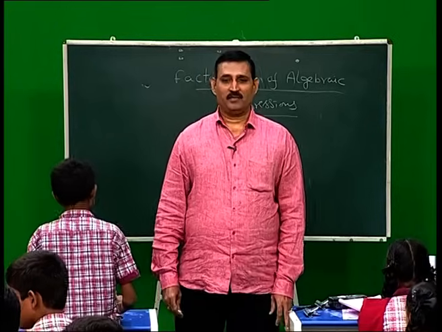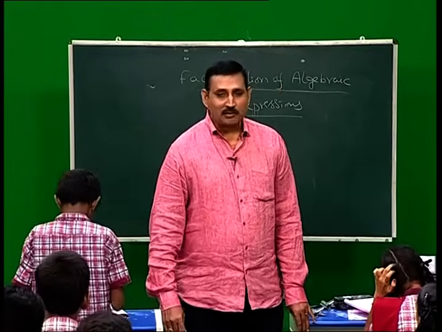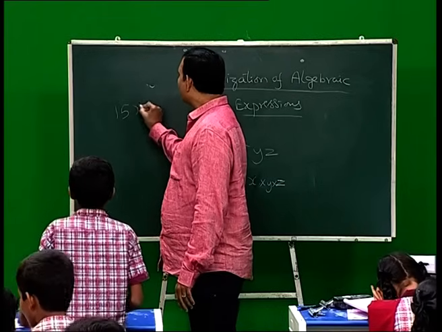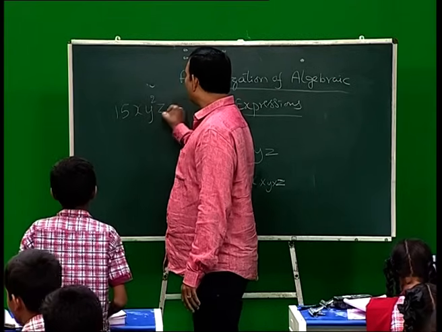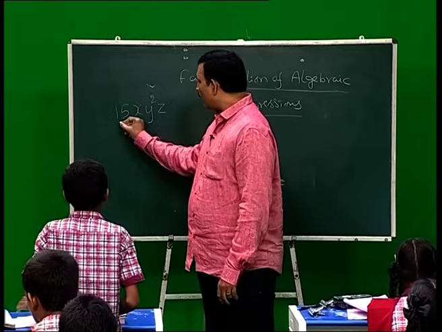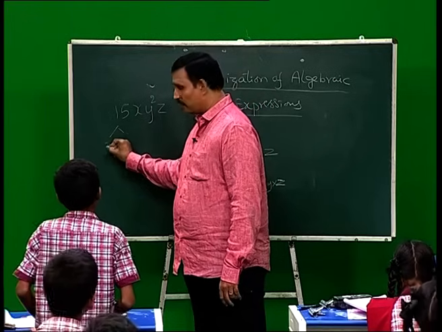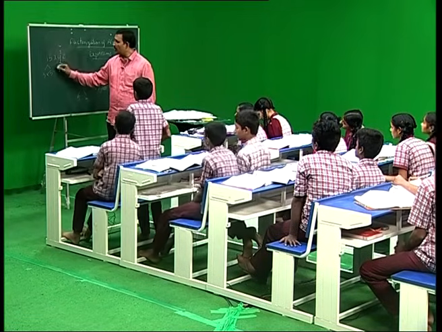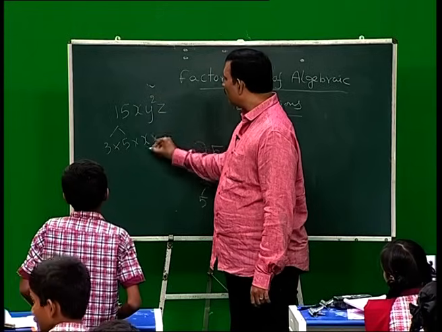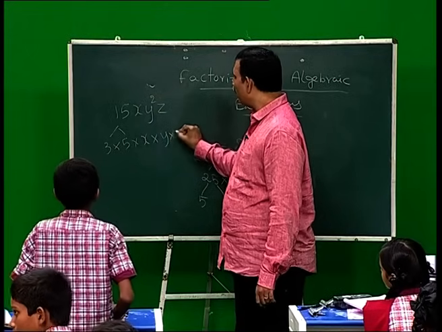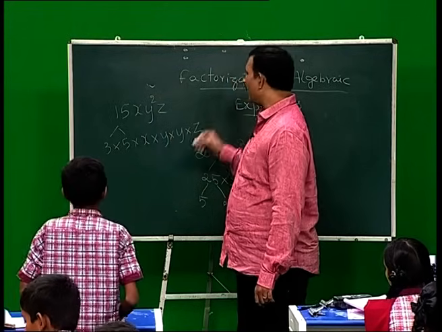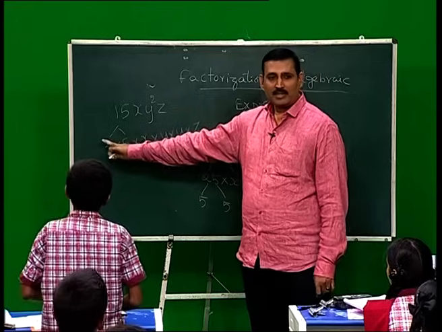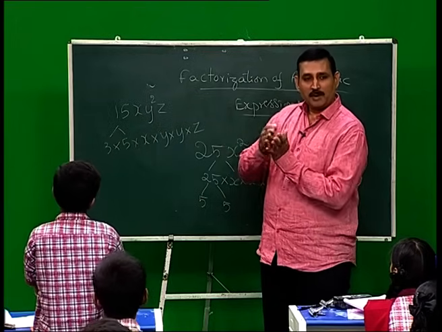15x y square z. Very good. This is what is given. 15 can be written as 5 into 3, or 3 into 5. Okay, anything you can write. Both are correct. Into x into y into y into z. Correct.